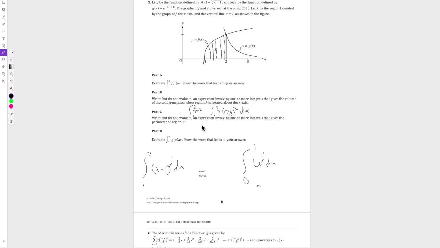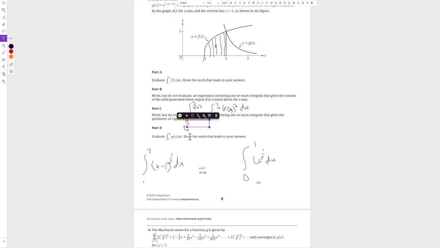Next, write but don't evaluate an expression involving one or more integrals to give the perimeter of the region R. So the perimeter of the region R is this. Now, how do we find that? So what are some obvious things that we can find here? We have 1, 2. This is pretty easy. It's just 1 plus 1. So the perimeter is going to be 2, and this is where it gets tricky.